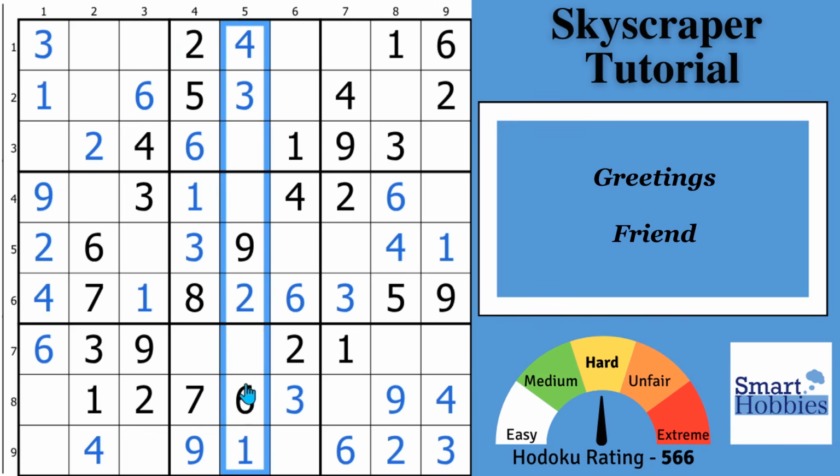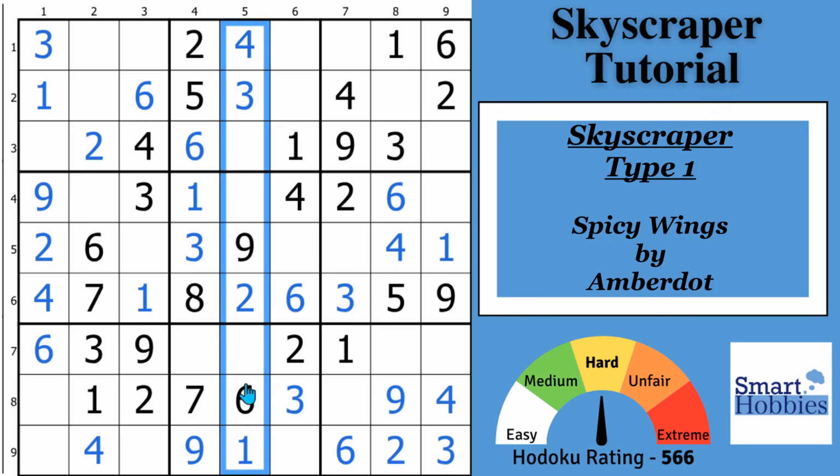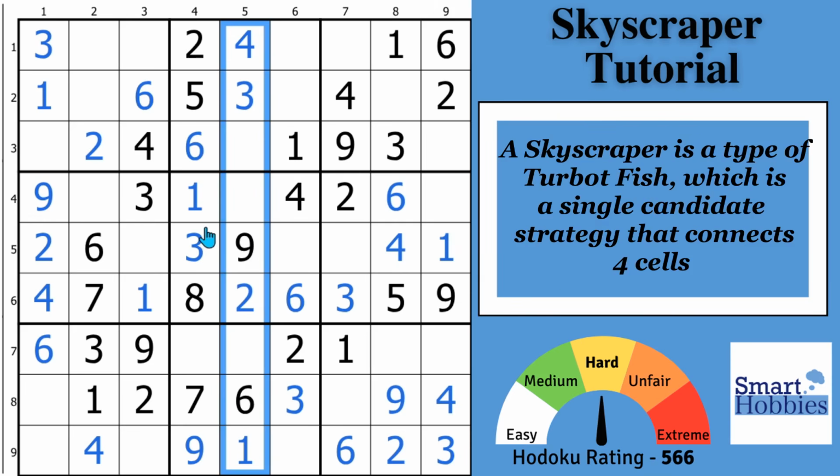And with that, it's solving time. Our first example comes from Amberdot, and you have to find the skyscraper in this puzzle if you want to solve it. So a skyscraper is considered a type of turbot fish, basically a single candidate strategy involving 4 cells.